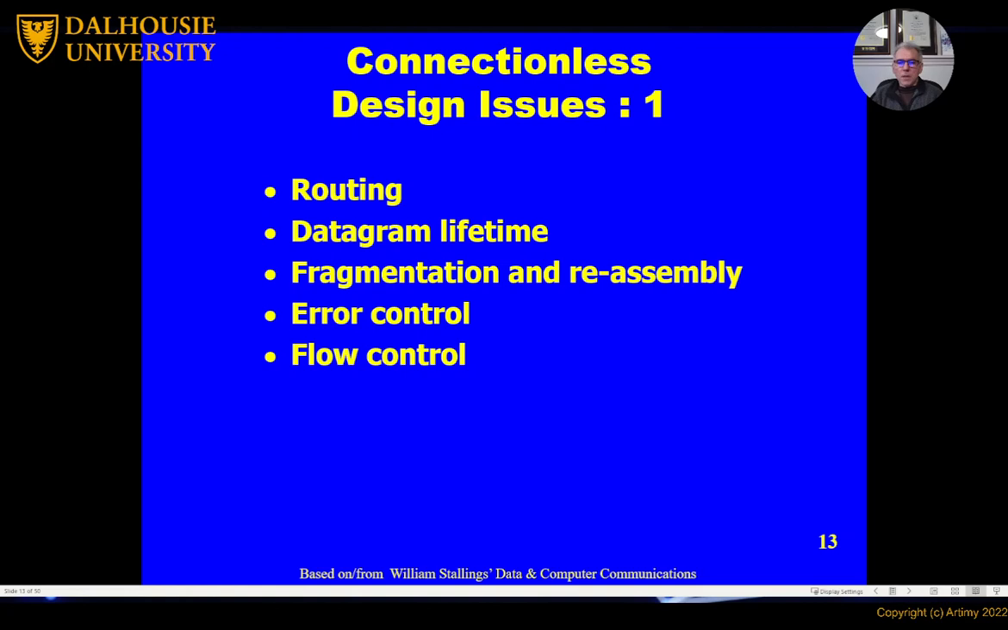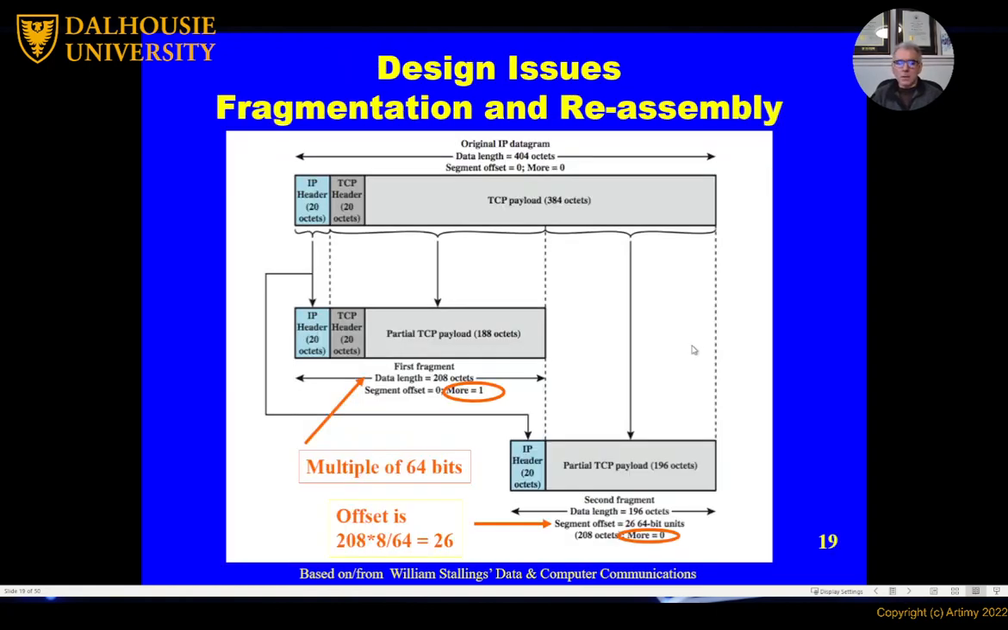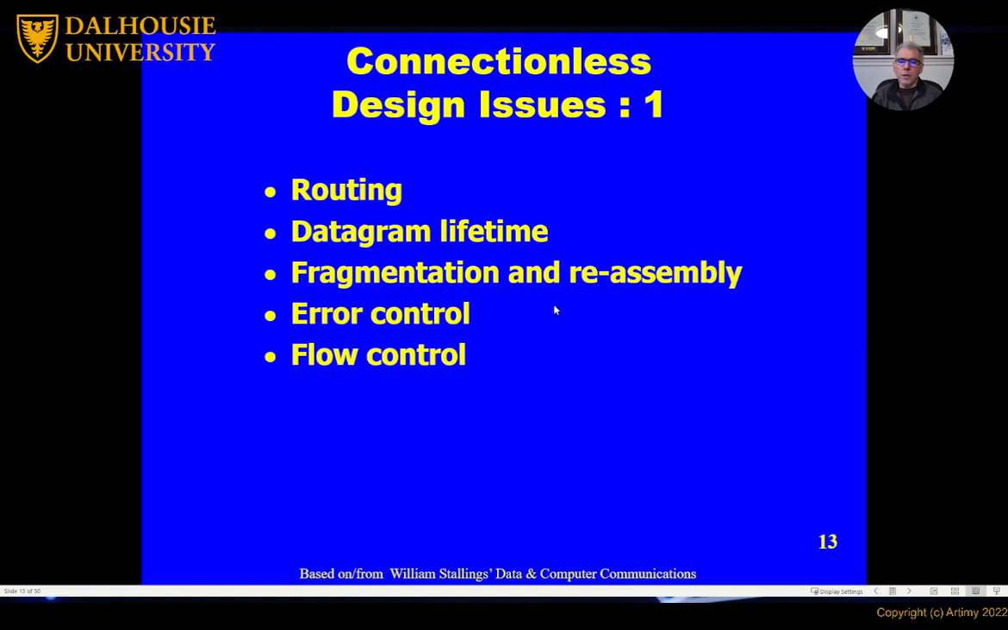All right, so with the connectionless service, actually even with the connection-oriented service, we have issues, not issues, but things that we deal with: routing, the lifetime of the packet itself, fragmentation and reassembly, error control, and flow control. Let's look at some of them. We looked at others before, the flow control and the error control. We are going to talk about routing later. Let's talk about fragmentation here.